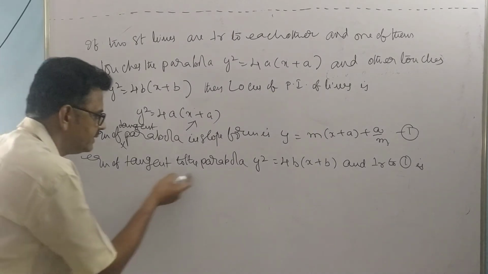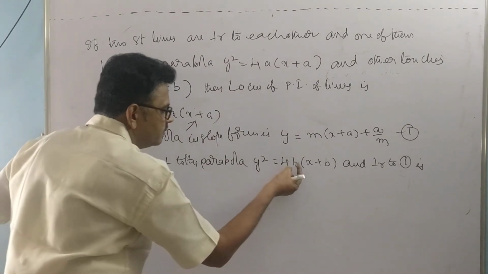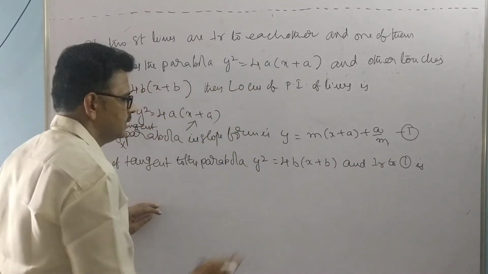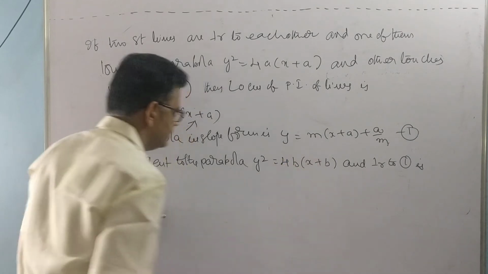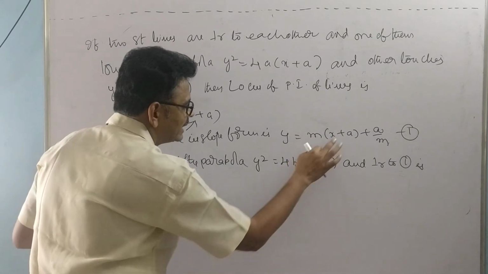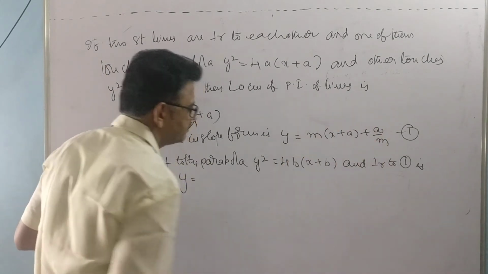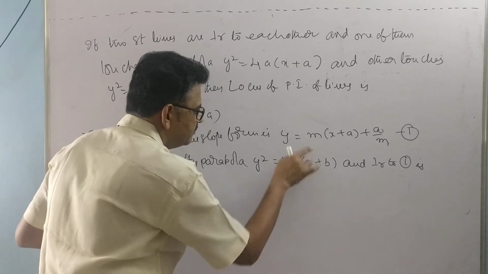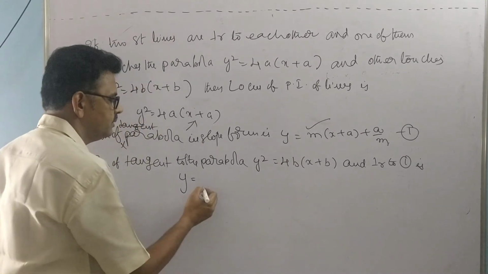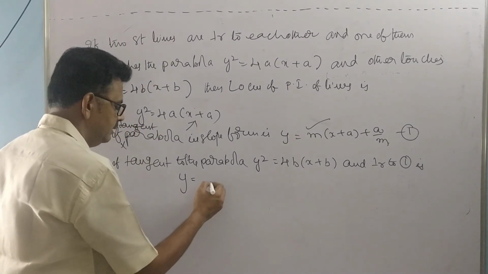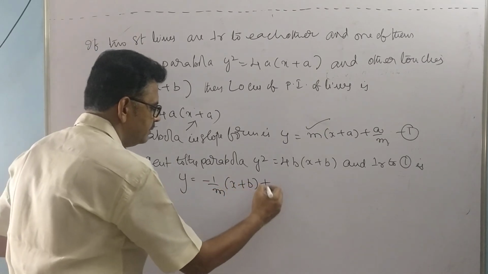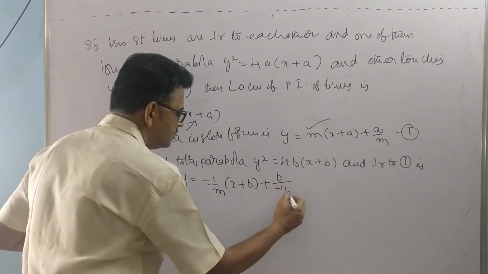Now the equation of tangent to the parabola y square equal to 4b into (x plus b) which is perpendicular to the first one. In general, what is the equation of tangent for this one? y equal to, same as above, m into x plus b by m. But the two tangents are perpendicular, which means if the slope of this is m, the slope of the other line is minus 1 by m. So y equal to minus 1 by m into x plus b by (minus 1 by m).